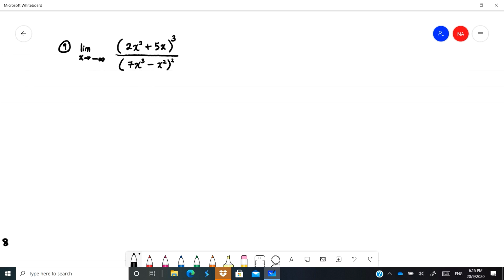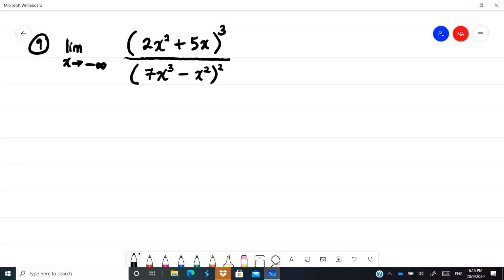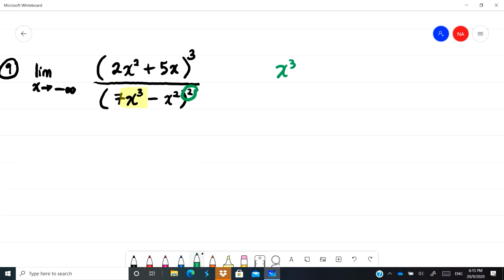And the last one here, we're going to have this limit as x approaches negative infinity, but we have different powers here. Please take note of that. Firstly, you try to highlight the highest power of x in the denominator. This is x to the power of 3, but we have a power of 2 outside. So actually the highest power of x that occurs in the denominator is not x^3 but x^6. Why? Because we have x^3 with a square outside, so this is x^3 multiplied by 2, which is x^6.